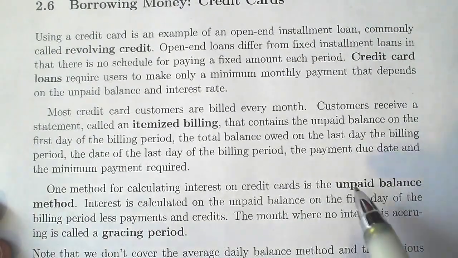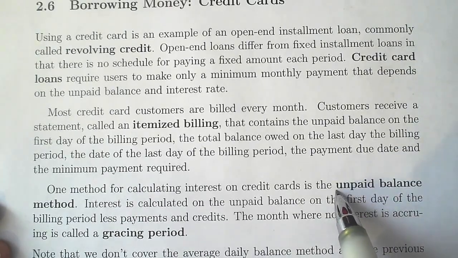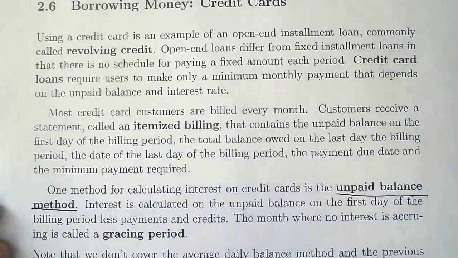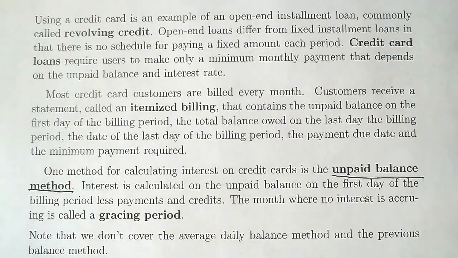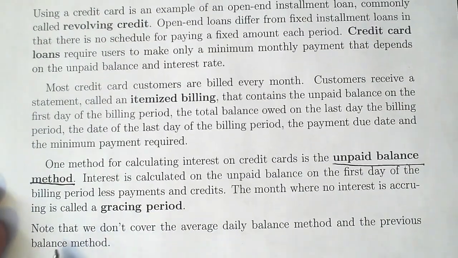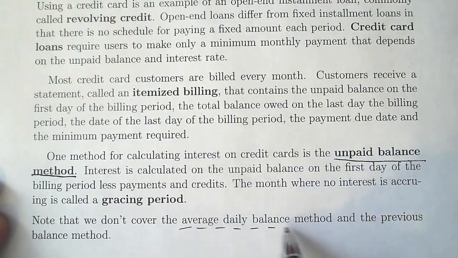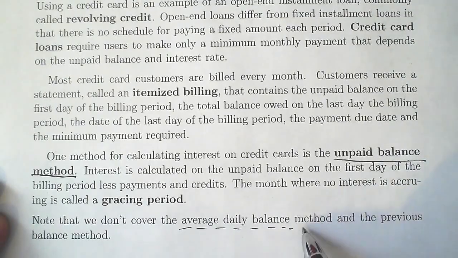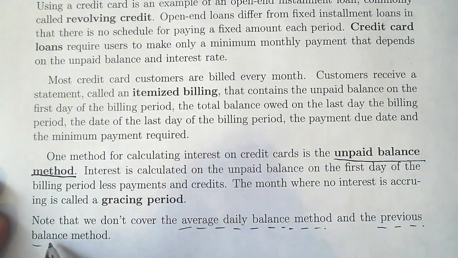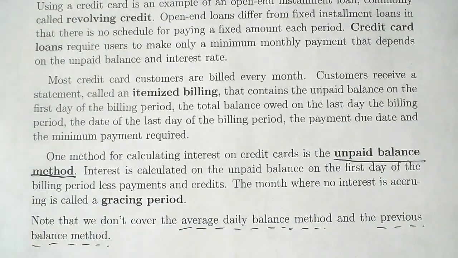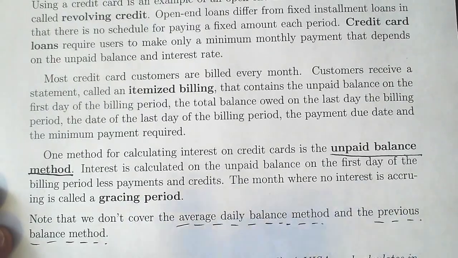Let's see, I want to underline this. What we're going to be doing is called the unpaid balance method. There are different methods for calculating credit card payments, and this is the one that we'll talk about. It says that we won't cover these other methods, so I'll just highlight these: the average daily balance method and the previous balance method. We're not covering those, but just letting you know that those exist, and you're welcome to look those up if you're curious. Oh, one other thing is that a month where no interest is accruing, this should actually say a grace period.